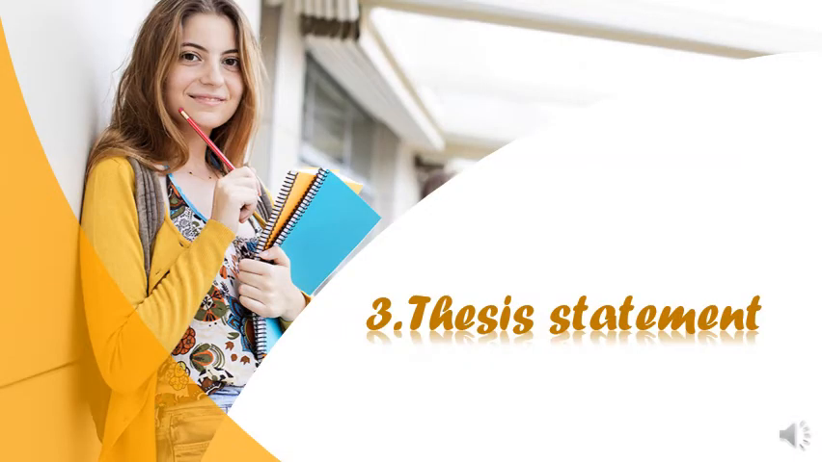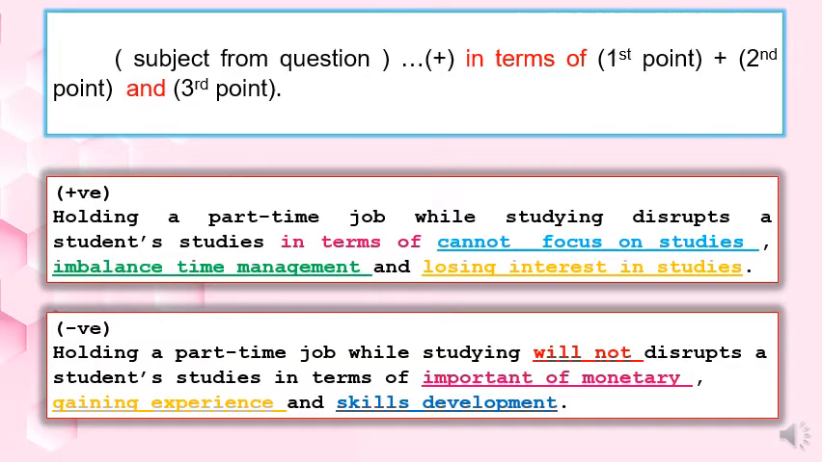Now let us proceed with step number 3, that is thesis statement. For thesis statement, the first step that you need to do will be to identify the subject of the question, meaning that you have to identify which one is the subject from the question. After that, your second step, you provide first what is your first point, what is your second point, and what is your third point. Then you combine everything together.